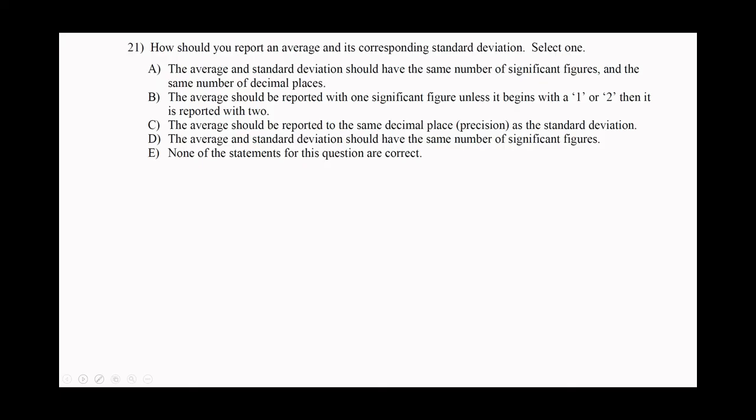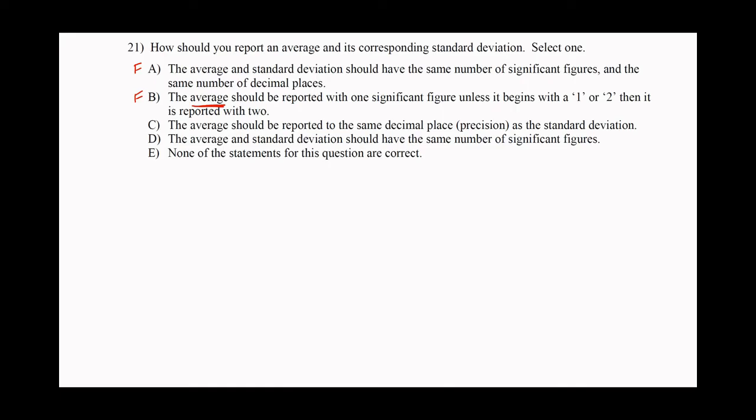Okay, how do you report an average and its corresponding standard deviation? Select one. The average and the standard deviation should have the same number of significant figures and the same number of decimal places. Oh my gosh, that's awful. That's absolutely false. The average should be reported with one significant figure, unless it begins with a 1 or 2, then it's reported with 2. That sounds great, but it's not the average that should be reported that way. It's the error, so that's false.